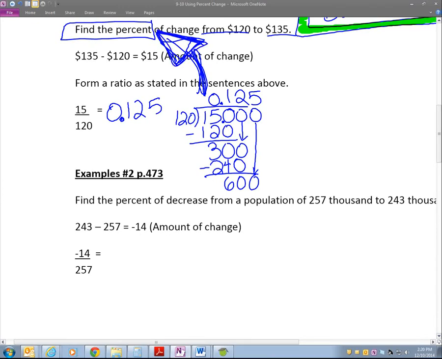So this number, 0.125, how are we going to make that into a percent, Max? Yes. We move the decimal to the right twice. We move it, boom, boom, like that, over to the right twice. So now we have 12.5% increase. And that's our answer.